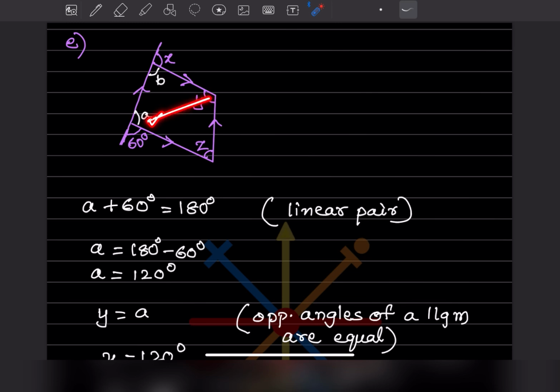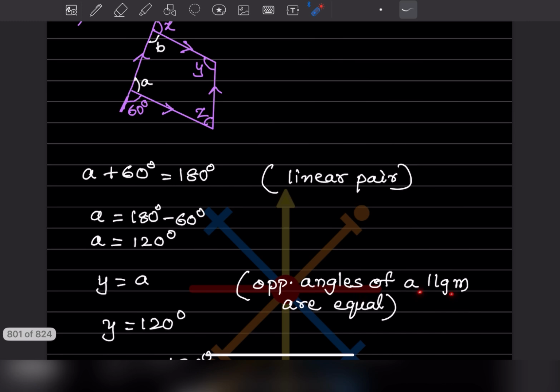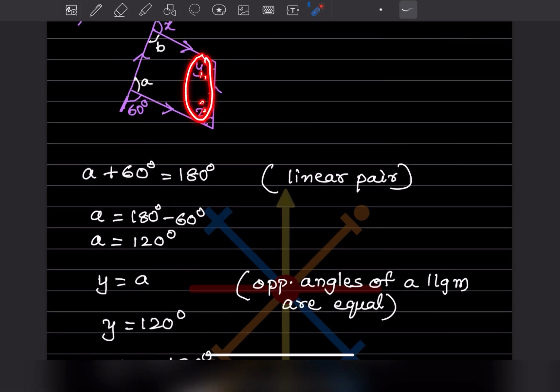Now you got this as 120. So now these are the opposite ones. This is 120, and opposite angles are equal. So we can put here y also is 120. So y is equal to a, because opposite angles of a parallelogram are equal. So y is also 120. Now we got y, so we can put here y plus z. Y plus z means this is an adjacent one.